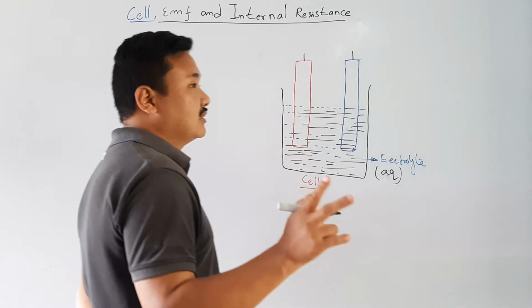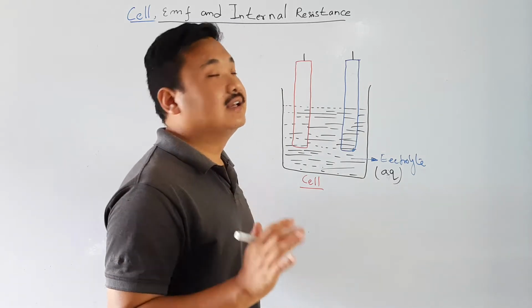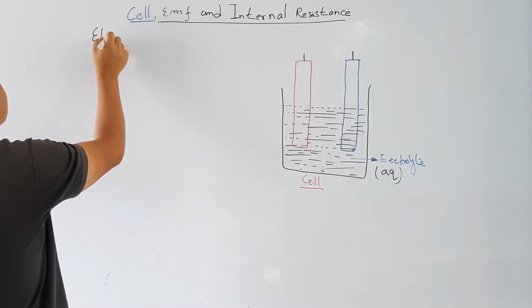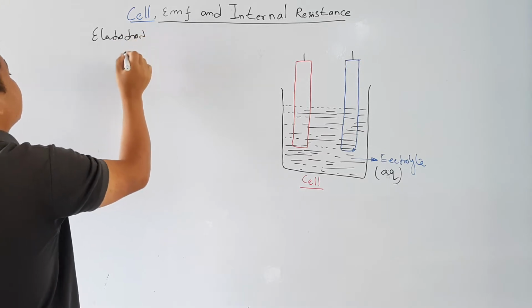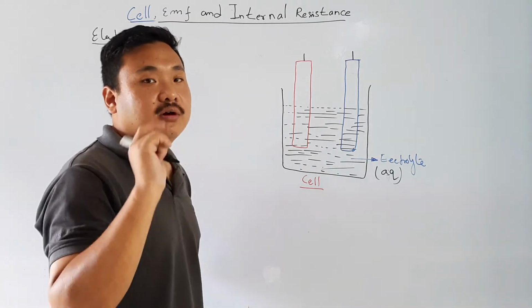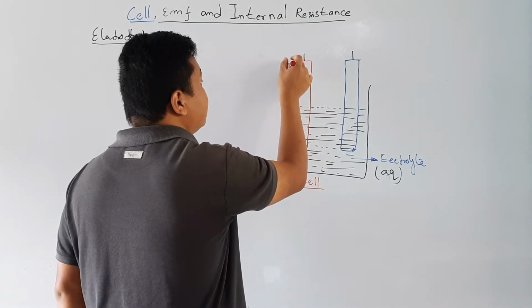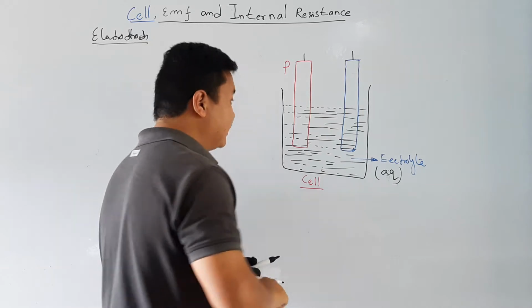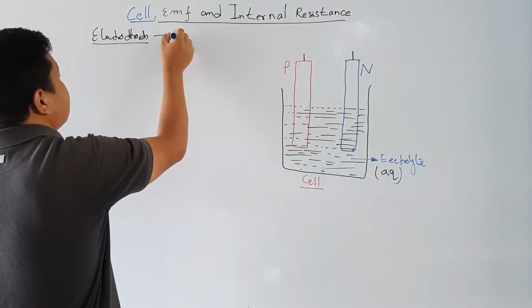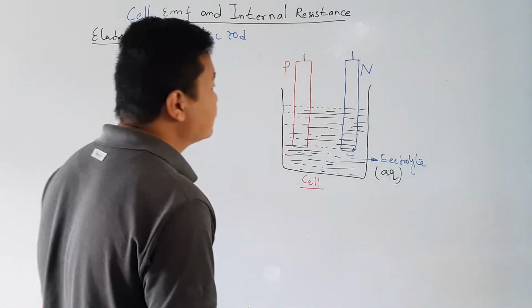Now there are two metal electrodes, this one and that one, and these are called the electrodes. So there are two metal rods which are called electrodes, and one electrode is positive and the other is negative. Let me consider this red electrode as positive P and this blue as negative N. Both of them are made of a metallic rod.